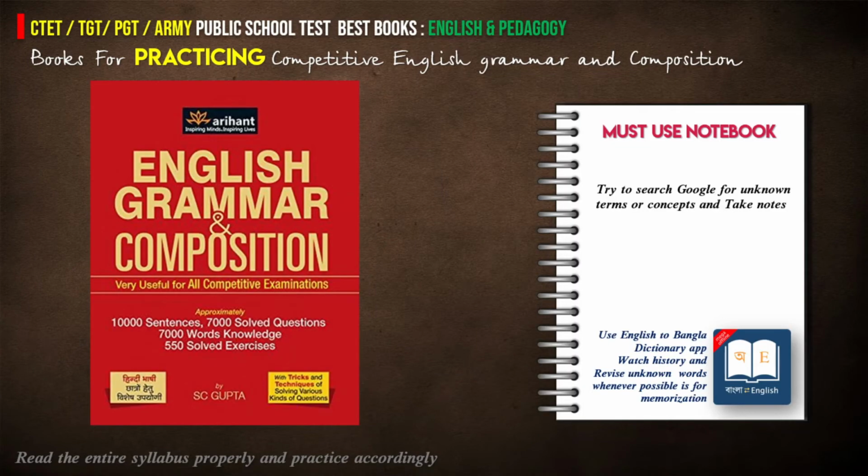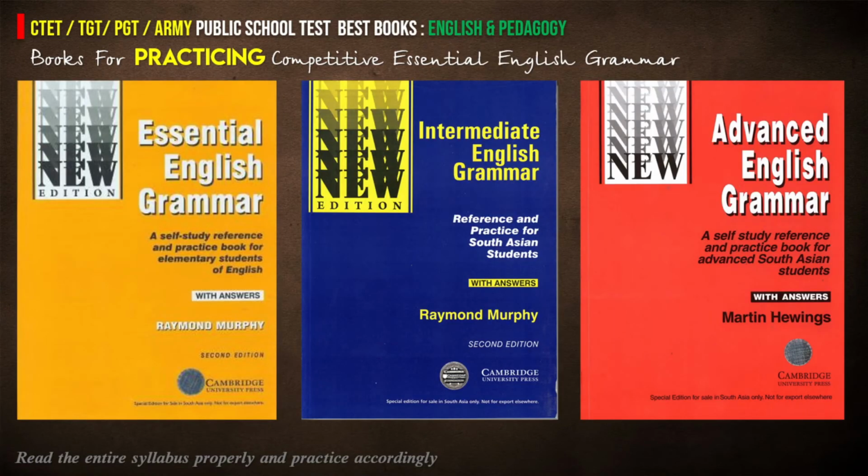We knowingly or unknowingly practice reading comprehension. Whenever you read news in English, it is reading comprehension. This book, English Grammar and Composition from Arihant publication, can be your best choice. This book contains more than 10,000 sentences, 7,000 solved questions, 7,000 words knowledge and 550 solved exercises. The set of 3 books, Essential English Grammar or Intermediate English Grammar by Raymond Murphy, and Advanced English Grammar by Martin Hewings. Reading and solving these books thoroughly will really help you the most.